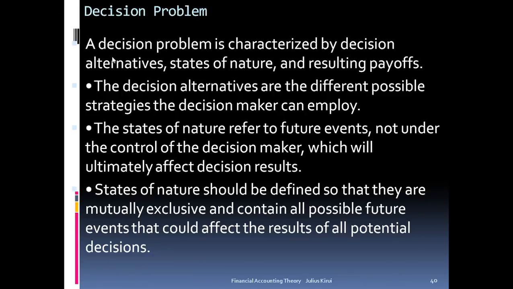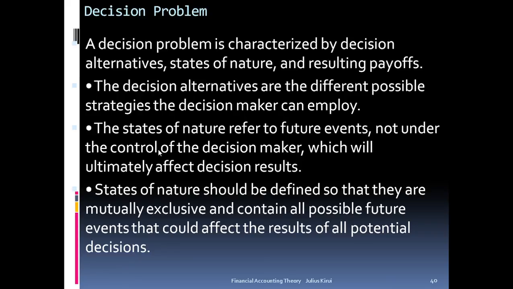Decision problem. A decision problem is characterized by a decision alternative, state of nature, and resulting payoff. Now, this is a summary of what we have discussed. So the characteristics of a decision are the alternative, which is the action, state of nature, and resulting payoff. The decision alternatives are the different possible strategies the decision maker can employ.